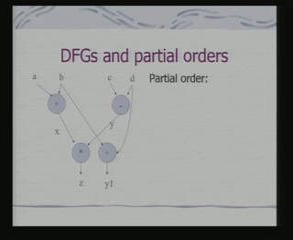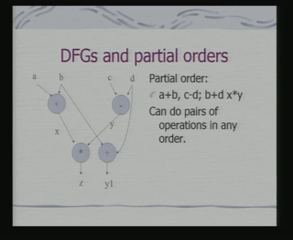So, here is a partial order that we have got. Effectively what does it mean? We can do pairs of operations in any order. So, that means the instruction scheduling can be done. And why would I like to do instruction scheduling? Maybe to optimally use my pipeline processor.